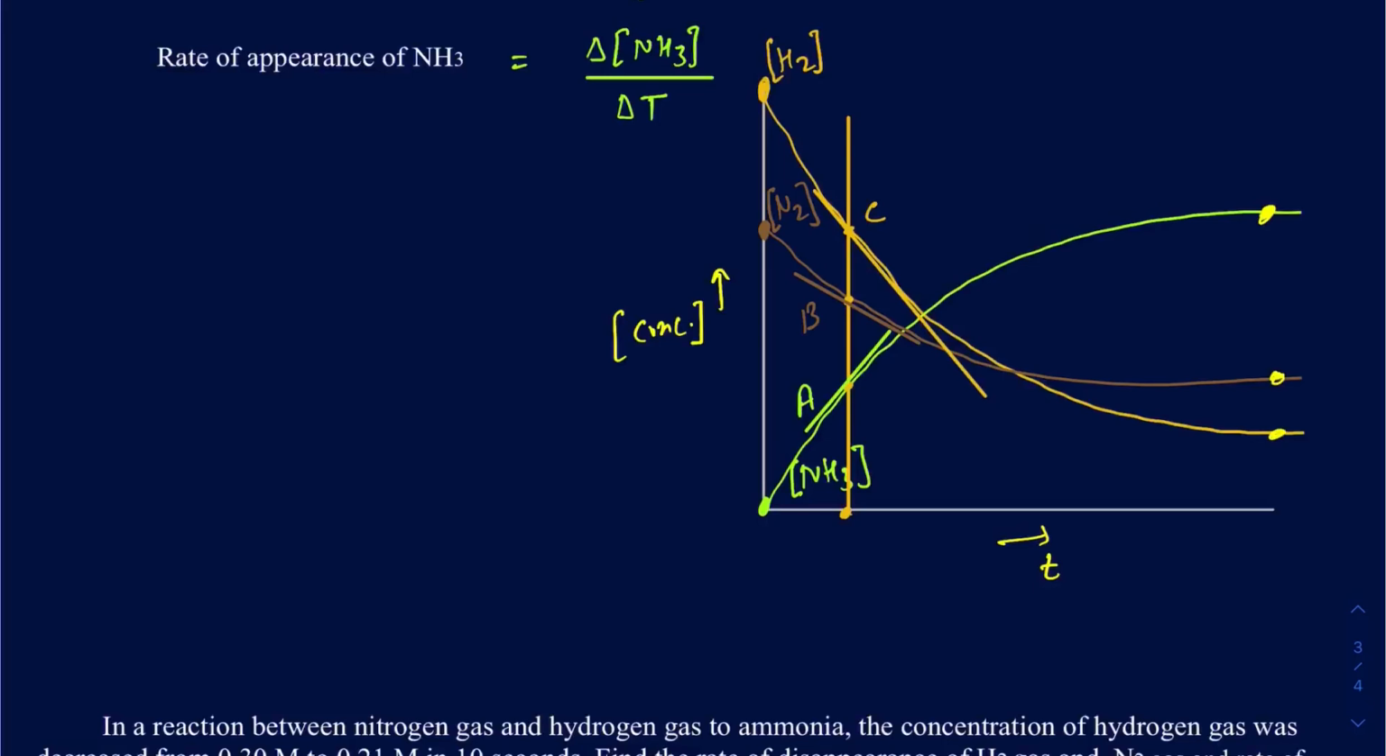So the slope of these lines is actually going to give you the rate of appearance and disappearance at a particular given time. So I can also say the slope of B, and the slope of A, and then we've got a slope of C. So how are they going to be related with one another?